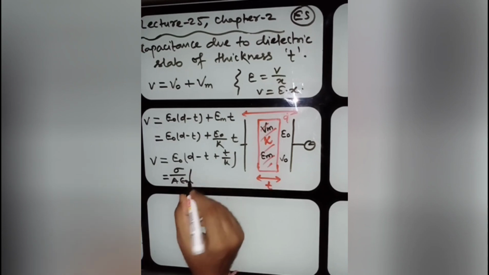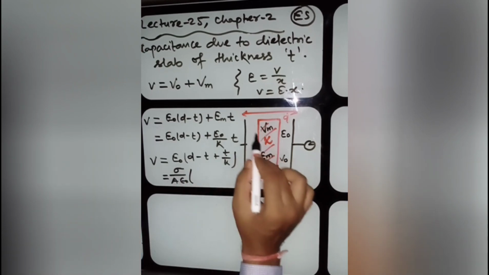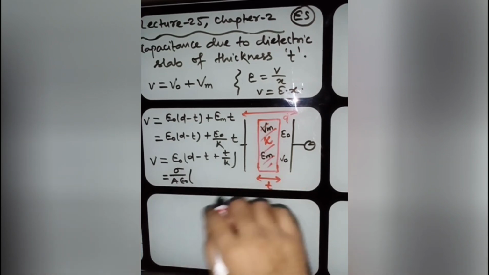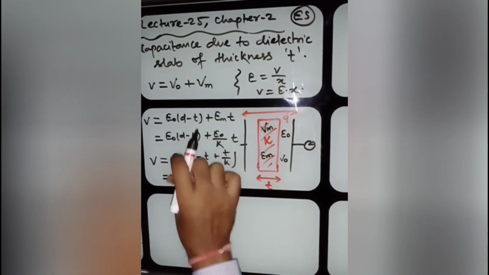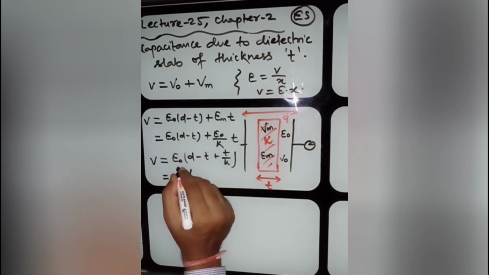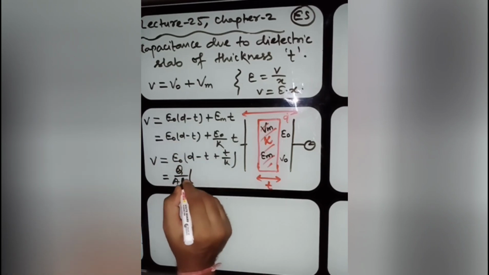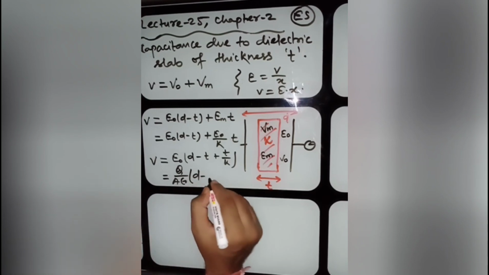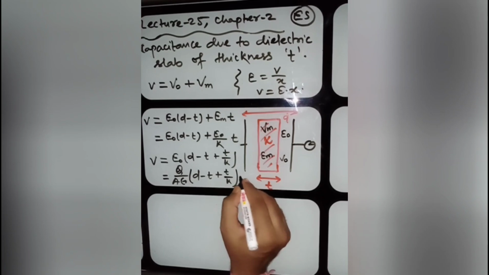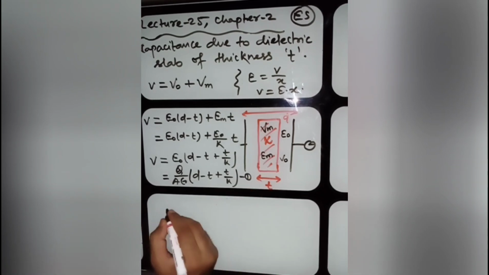This is the electric field between the space of the capacitor. So between the space of the capacitor, the electric field we know is Q by A epsilon naught. You can also write here Q by A epsilon naught times D minus T plus T by K. Now this is equation 1.